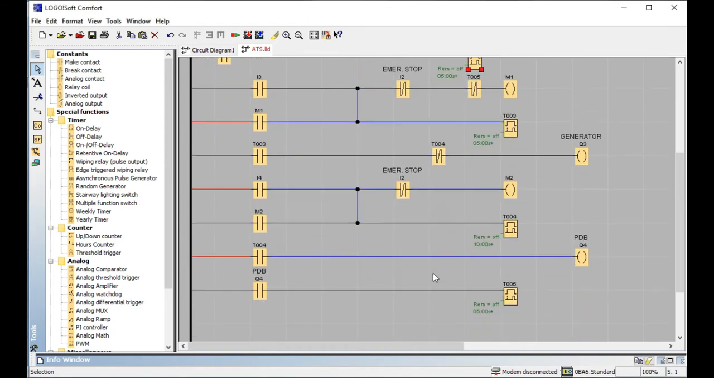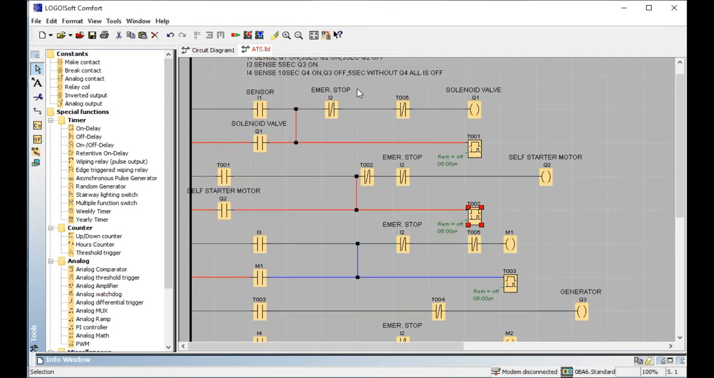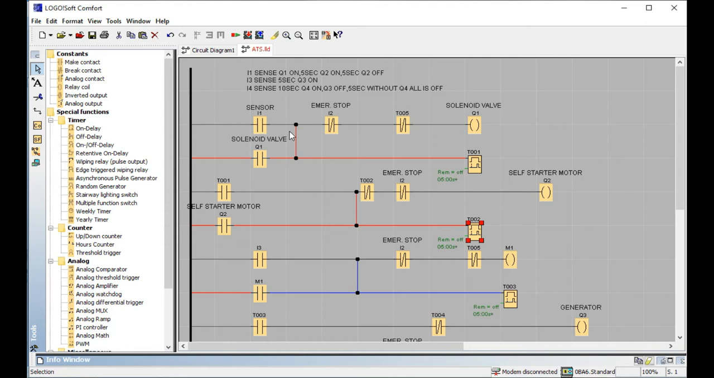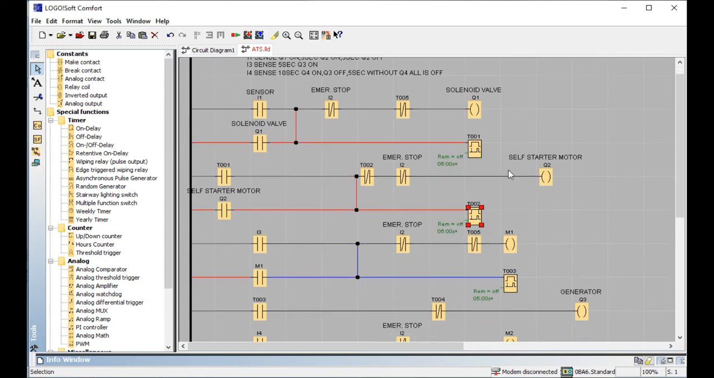On your programming side from here. So friends, when I1 senses, Q1 is on. It's the downlink. And after a 5 second delay, Q2 is on. Here is my contact for this, and this is the connection for this. After the 5 second delay, Q2 will be off.